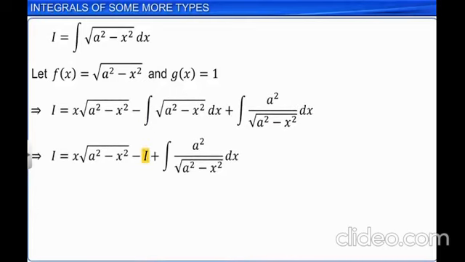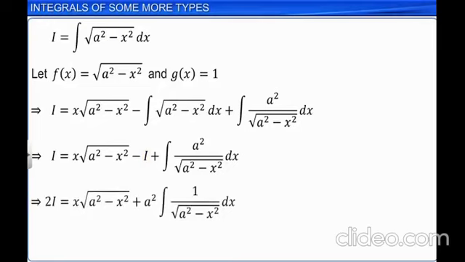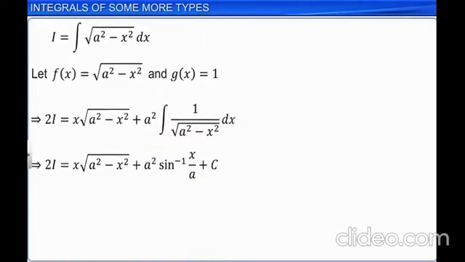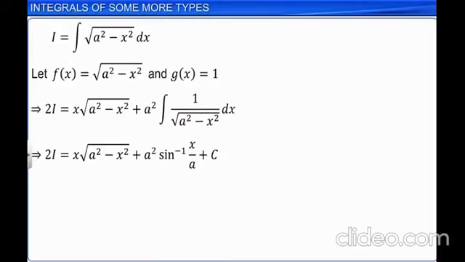Taking minus I from the right-hand side to the left-hand side, we get 2I is equal to x into square root of a square minus x square plus a square into integral of 1 upon square root of a square minus x square dx. Now, the integral on the right-hand side is a standard integral and can be written as a square into sine inverse of x upon a plus c. Finally, we divide both the sides of the expression by 2, and this gives I is equal to x upon 2 into square root of a square minus x square plus a square upon 2 into sine inverse of x upon a plus the constant c.